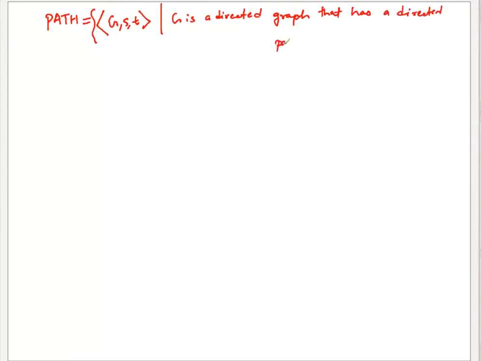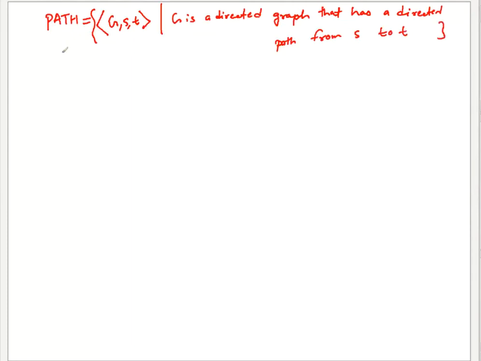Okay, so PATH is actually, the problem is, you are given a graph, a source and a terminal sink, and G is a directed graph that has a directed path from S to T.